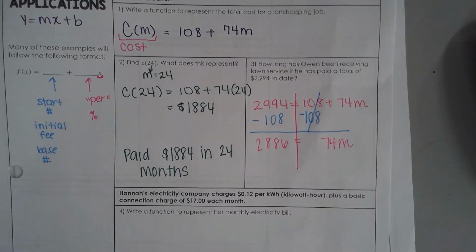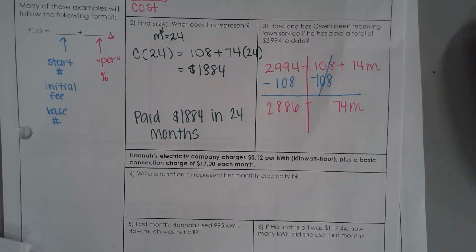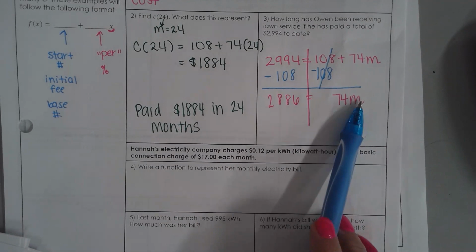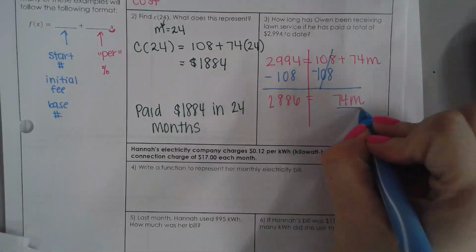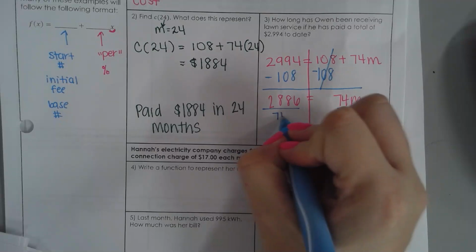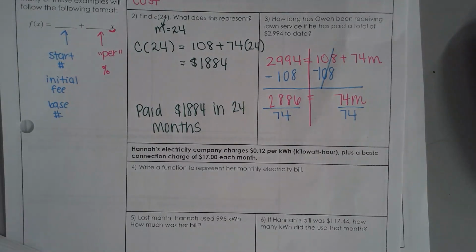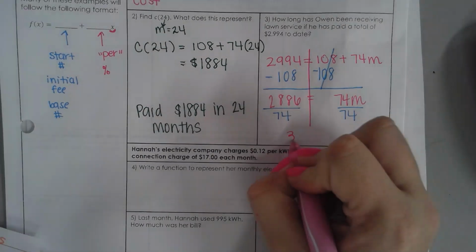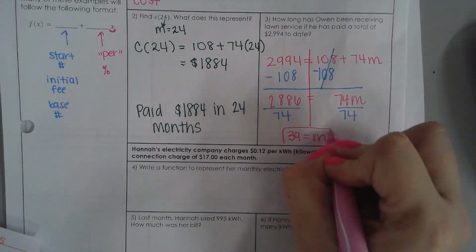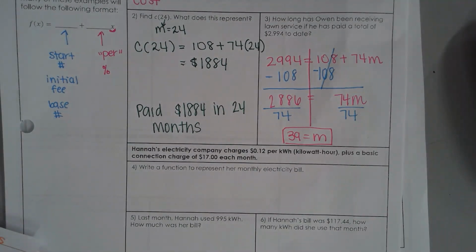Dalton, what's my next step? To get M by itself, divide both sides by 74. And Victoria, what do we get? 39. So 39 months, which is a little over 3 years. How many months would be in 3 years? 36. 12 times 3. 36. Good.